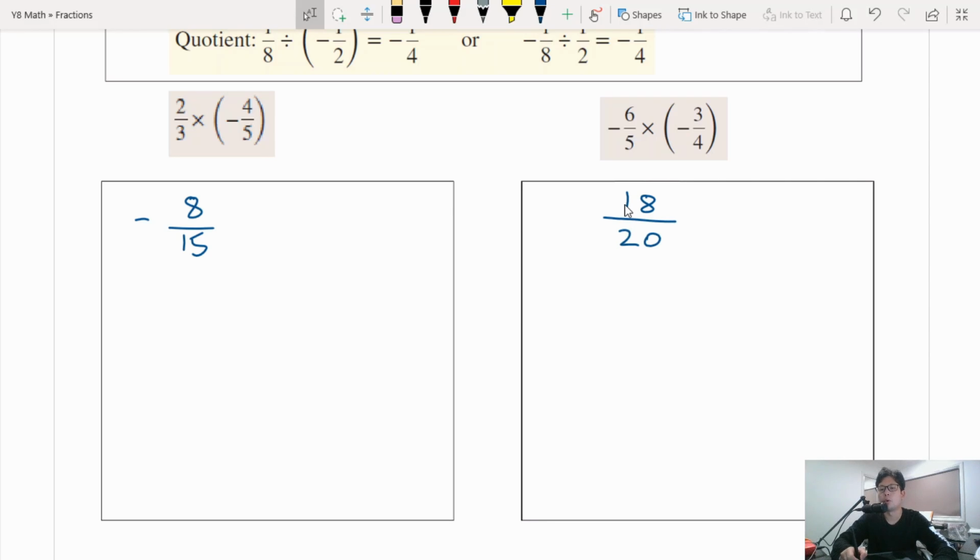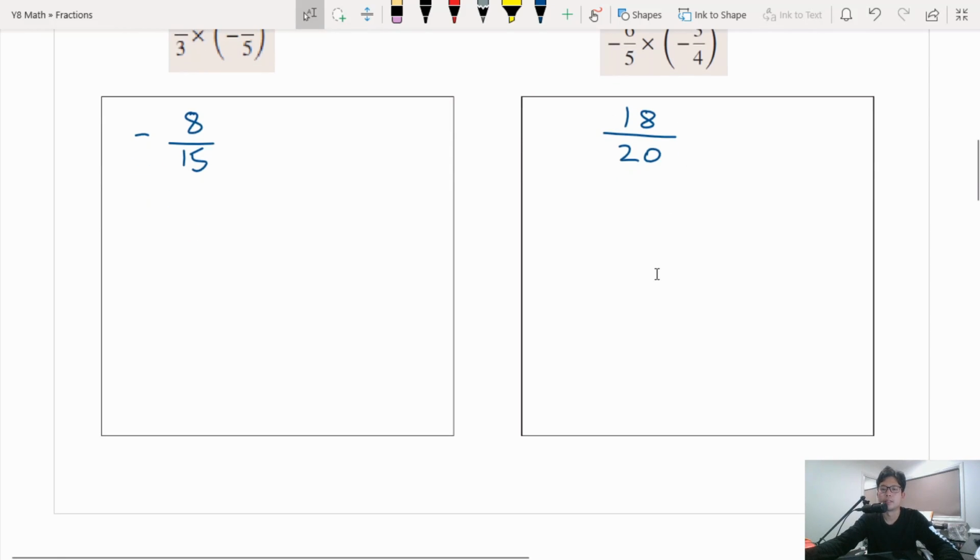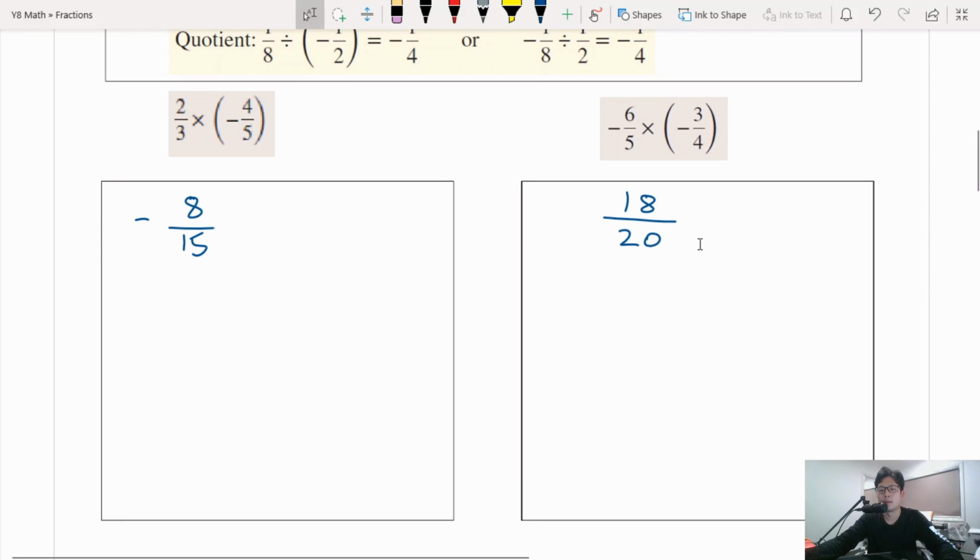And remember, always check if you can further simplify the final answer. In this case, the top and the bottom have a common factor of 2. So let's divide them both by 2. Divide the top by 2 and the bottom by 2. And that gives us 9 over 10. And that will be our final answer.